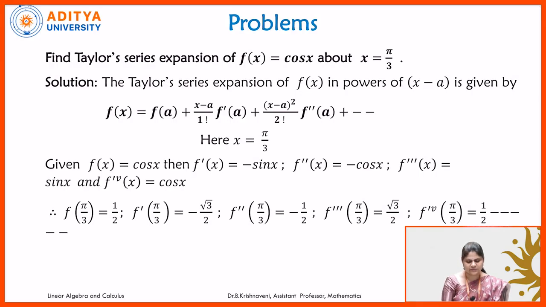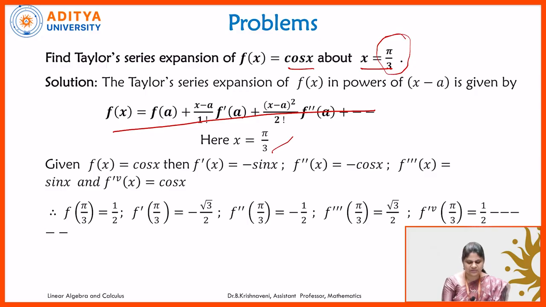So the next question is finding the Taylor series expansion of f of x is equal to cos x about x is equal to pi by 3. Again we got a value here, that is pi by 3, hence take the Taylor series expansion, and in that a is equal to pi by 3, and take f of x and find out its derivatives.